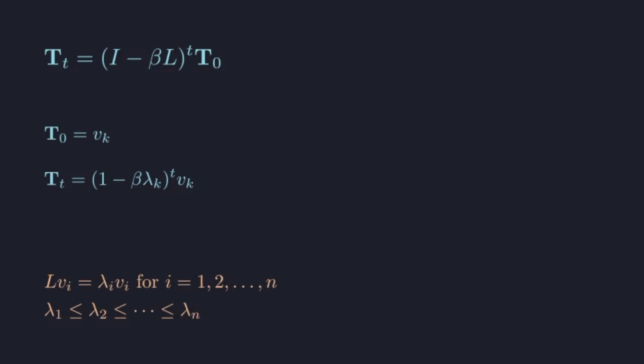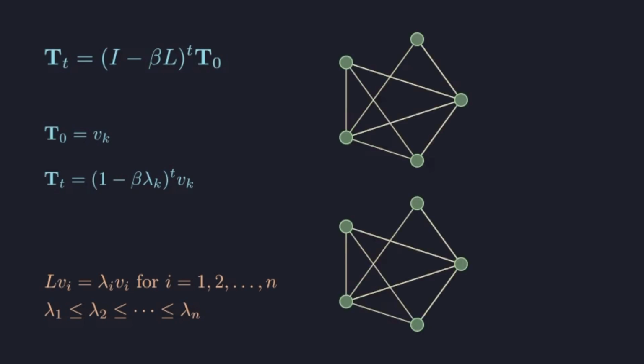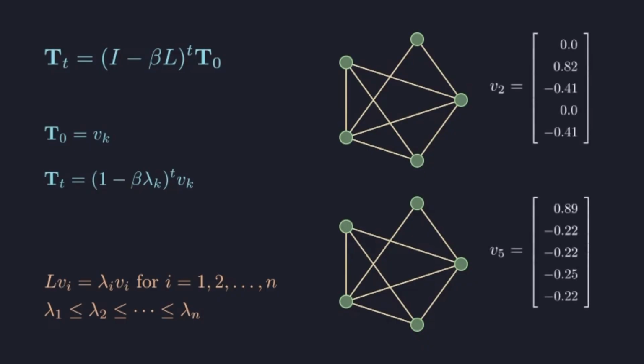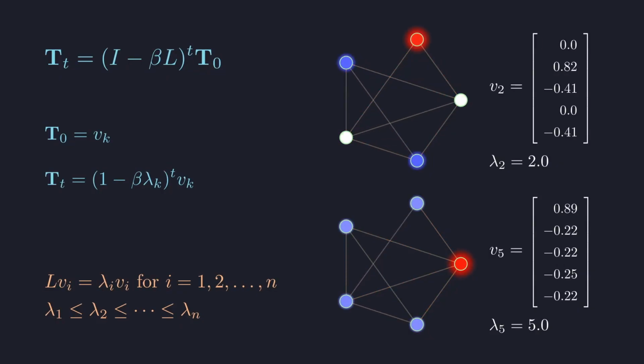To see this in action, consider two copies of our graph and the initial conditions are set according to the eigenvectors v2 and v5. The corresponding eigenvalues are 2 and 5. After a long time, the temperatures of the vertices in both the cases are close to 0. However, the rate at which the temperatures fall is higher in the case of V5 than in the case of V2.